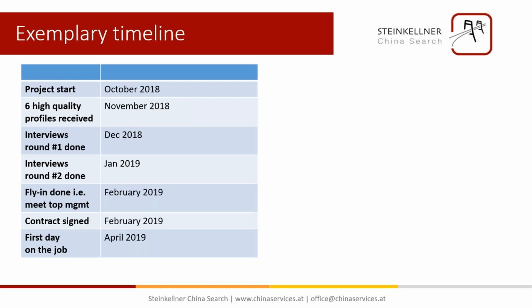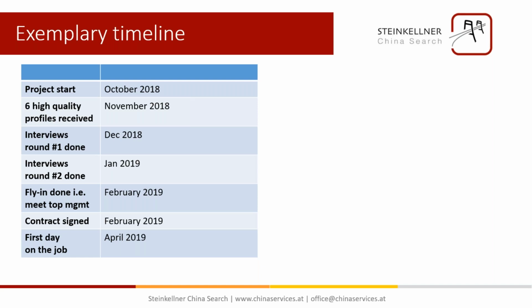But if we look at this, you get high quality profiles quite soon after you start. So we're talking about 3 to 5 weeks maximum for an executive search case. And then round one interviews, depending on whether we do a lot of video interviews, because that means you have feedback quickly and you see whether we are on the right lines or not. That can be scheduled very quickly.